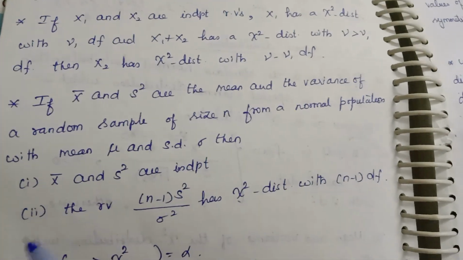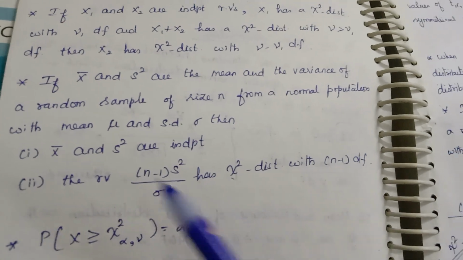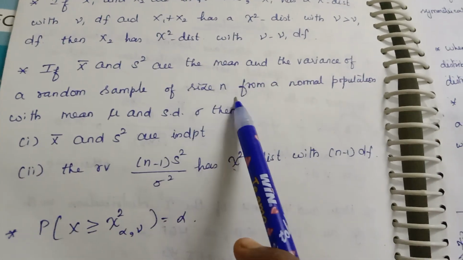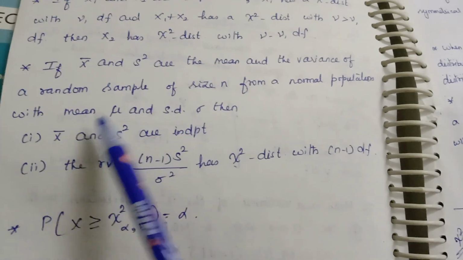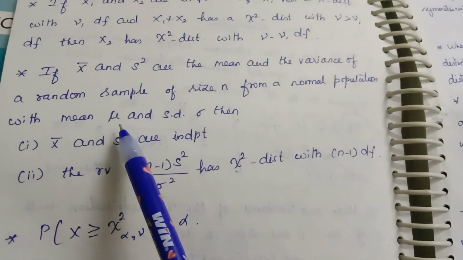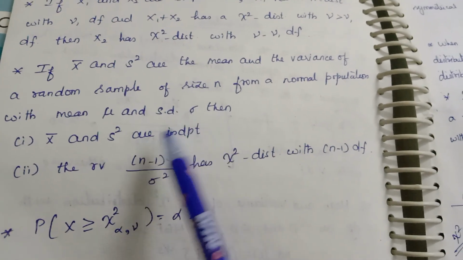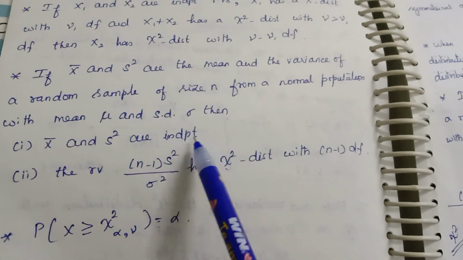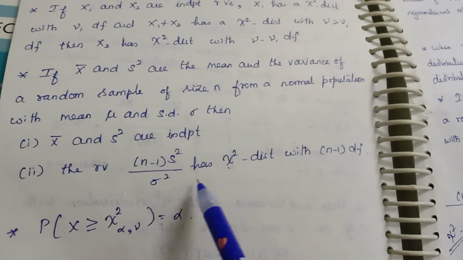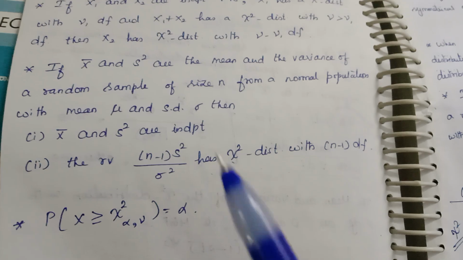Okay, next one, where do we have this chi-square distribution? In sampling distribution. See, suppose x bar and s square are the mean and variance of a random sample of size n from a normal population. From where have we taken the normal population? What are the population mean and standard deviation? Mu is the population mean and sigma is the population standard deviation. Then x bar and s square are independent and the random variable (n - 1) s square by sigma square follows a chi-square distribution with n minus 1 degrees of freedom.